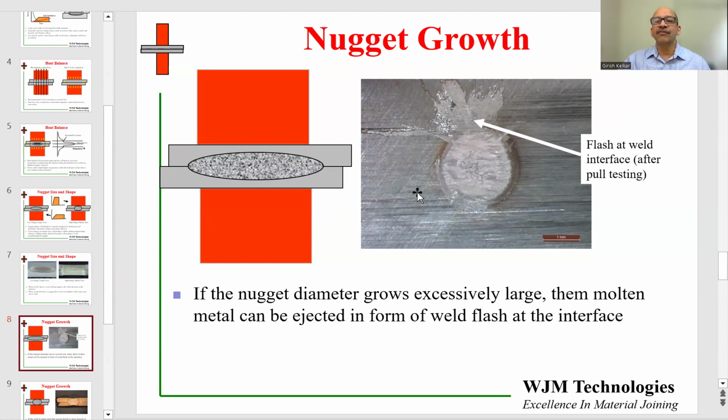So here's an example of a sample which was peeled apart. So here we are not looking at the weld, we are looking at the weld after it has been split open. And you can see the weld flash being spit out, indicating that the nugget was perhaps growing a little bit too big, and it is not able to contain that molten metal.